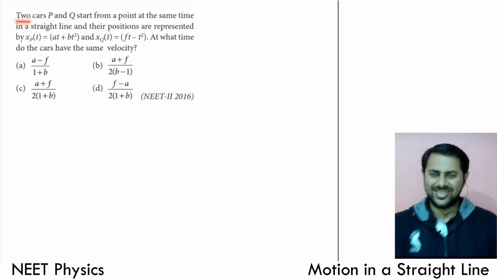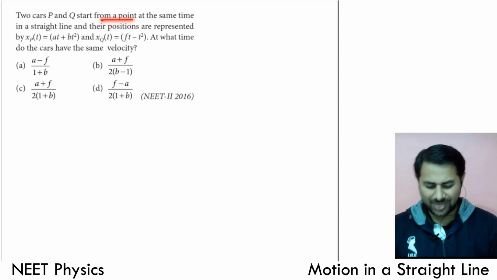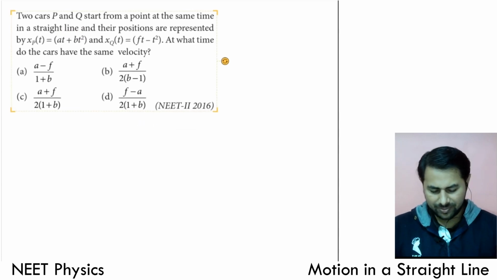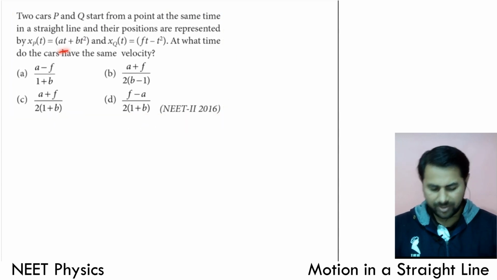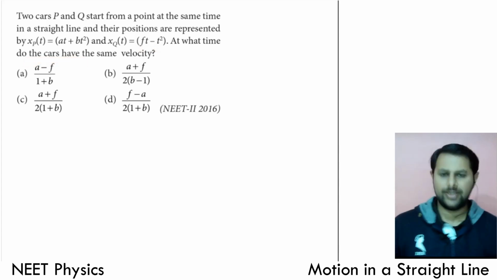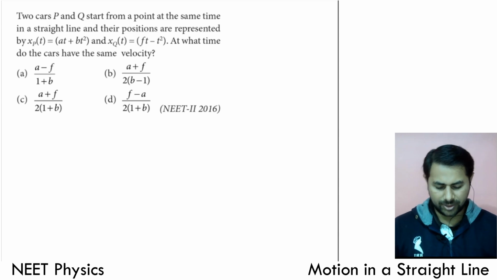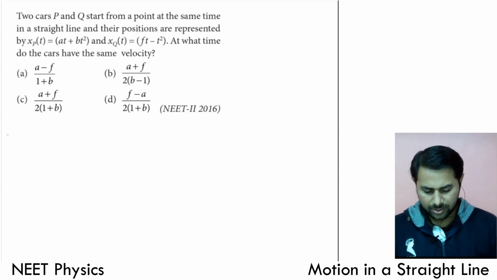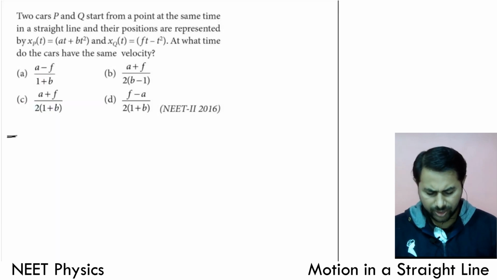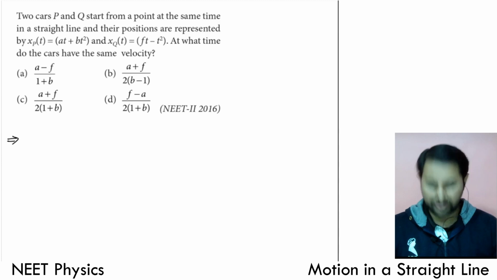Let's see the next one. Two cars P and Q start from a point at the same time in a straight line and their positions are represented by xp of t equals at plus bt square, and xq of t equals ft minus t square. At what time do the cars have the same velocity? At what time is their velocity equal? This is the question. So tell me. Velocity is equal, no? That is very simple.